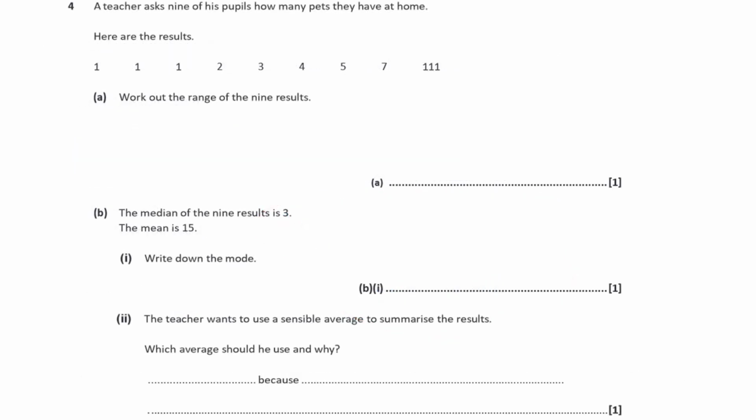Question 4. A teacher asked 9 of his pupils how many pets they have at home. Here are the results. He's got 1, 1, 1, 2, 3, 4, 5, 7, and 111. I hope that's not 111 cats or guinea pigs. That'd be a lot, wouldn't it? Maybe it's tadpoles or ants. I don't know what he keeps, but anyway, that's a lot of them. Work out the range of the 9 results.